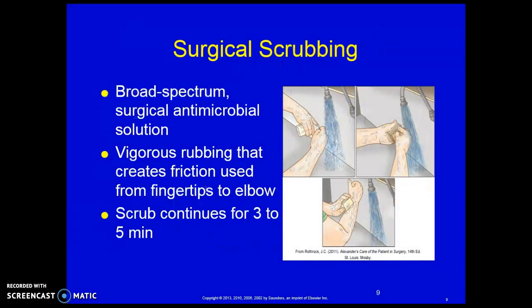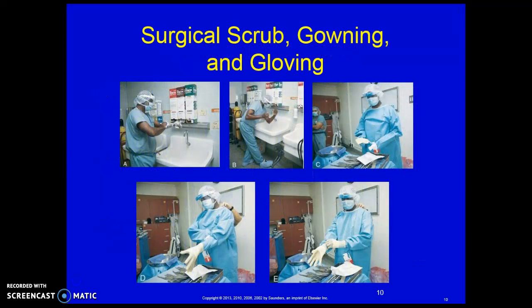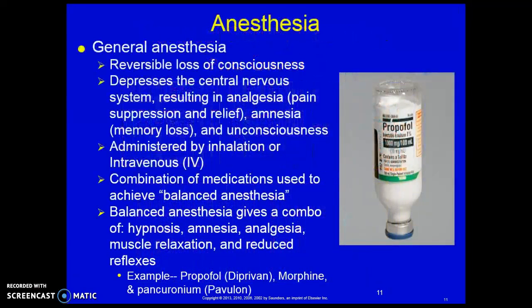So surgical scrubbing. A lot of you will get to see this when you go to an OR setting during your rotation, but you'll get to watch the surgeon do a surgical scrub. They use a broad spectrum surgical antimicrobial solution, and it's vigorous scrubbing that creates friction, used from fingertips to elbow, and the scrub continues for 3 to 5 minutes. And this right here is straight from your book. You can walk through that as you're reading that chapter, and hopefully you have already read that chapter, but it walks through what the surgeon is doing in his or her surgical scrub.